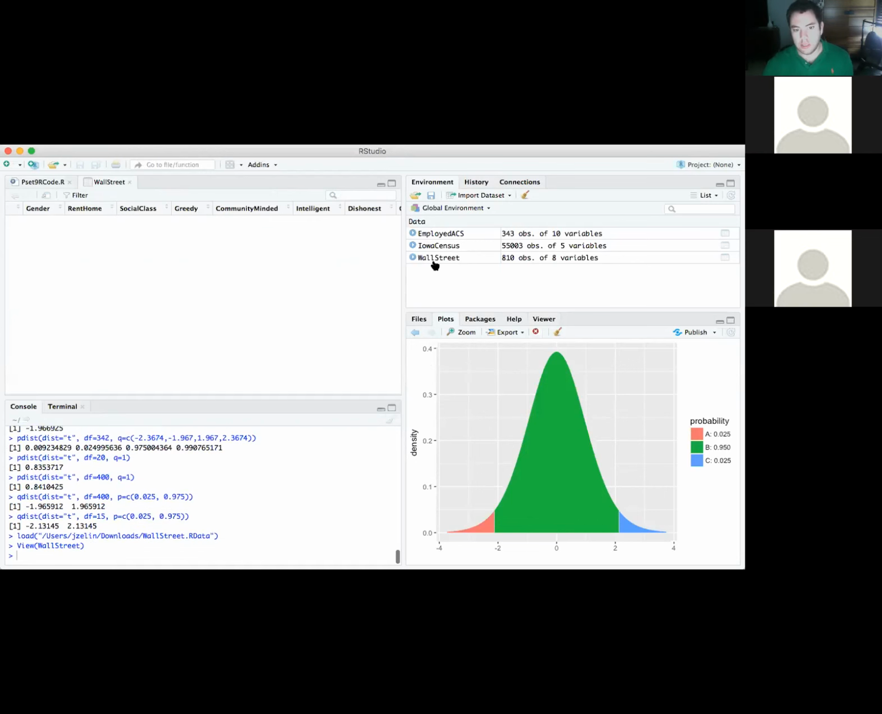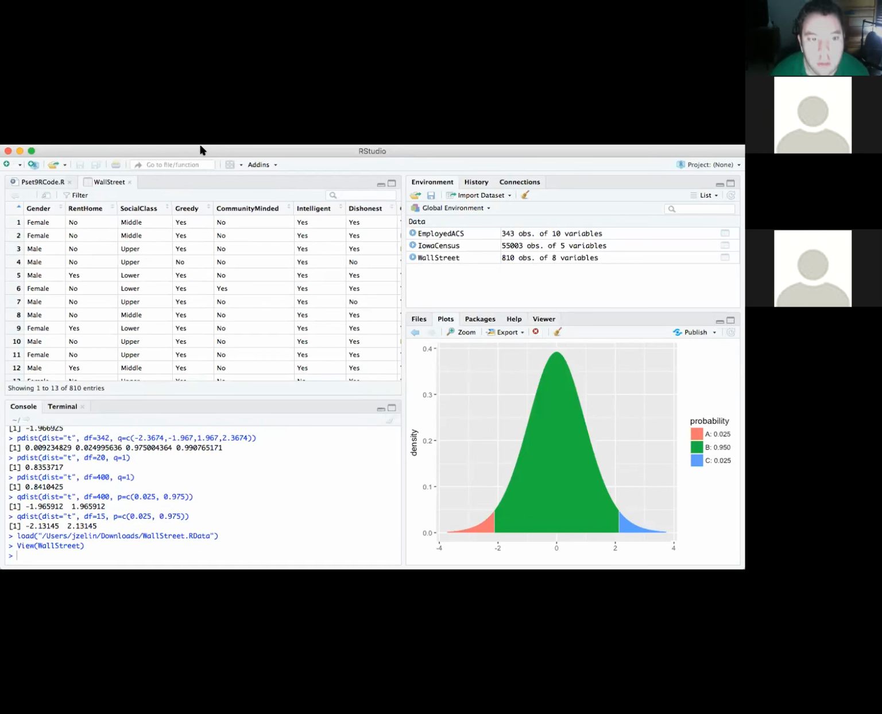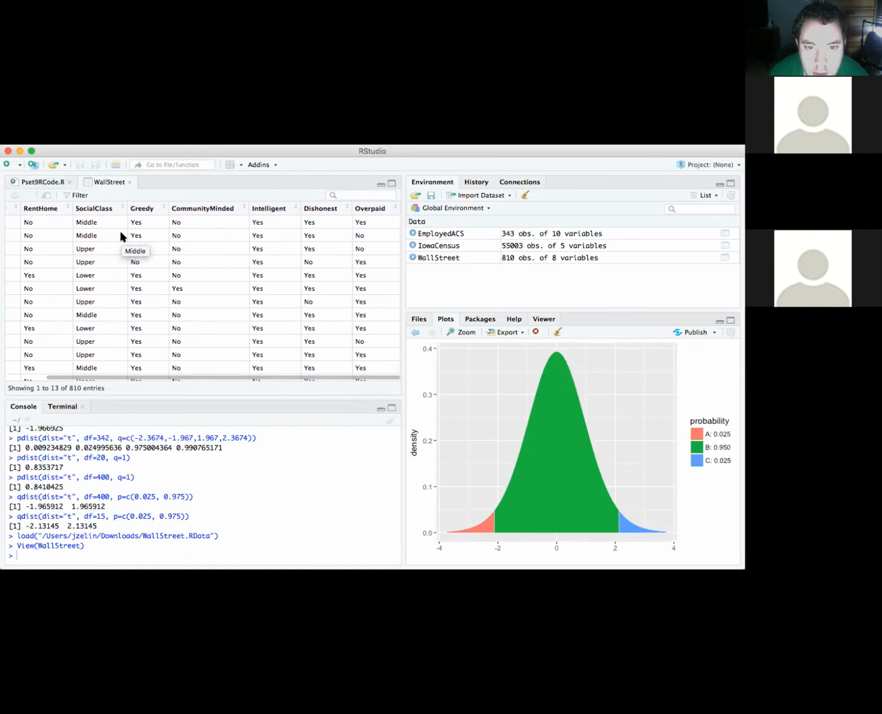So we can take a look at the Wall Street data set. Let's look at the different variables here. We have gender, whether they rent a home or not, their social class, and then these other variables. Greedy is whether the survey respondent views Wall Street executives to be greedy or not. The community-minded variable is whether they view Wall Street executives to be community-minded or not, and then intelligent, dishonest, and overpaid, and so on.